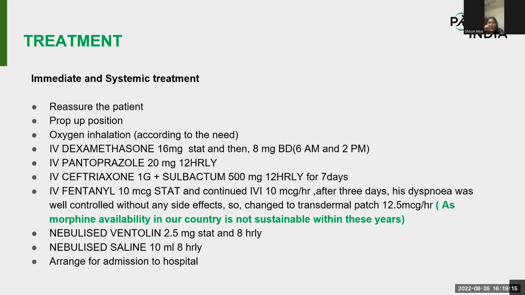In similar cases previously, we used morphine to control the dyspnea, but within this year, morphine availability in our country is not sustainable. So we have no choice, and we have to use fentanyl in this case. And nebulized Ventolin 2.5 milligram start and 8 hourly, nebulized saline 10 ml 8 hourly, and then we arranged for him to be admitted to hospital.